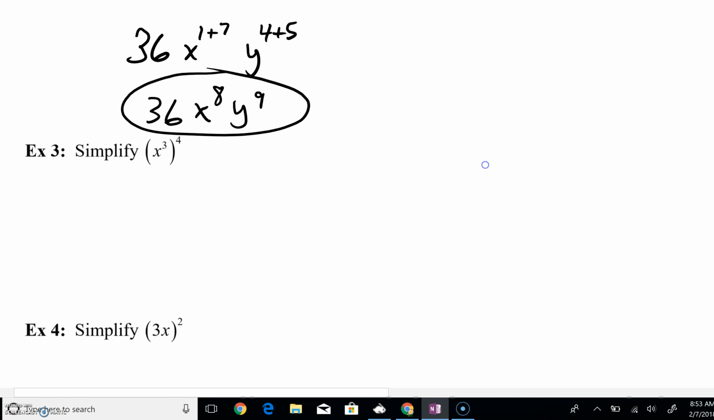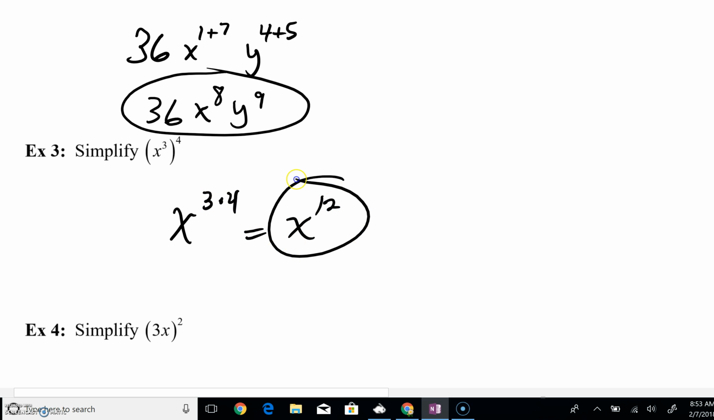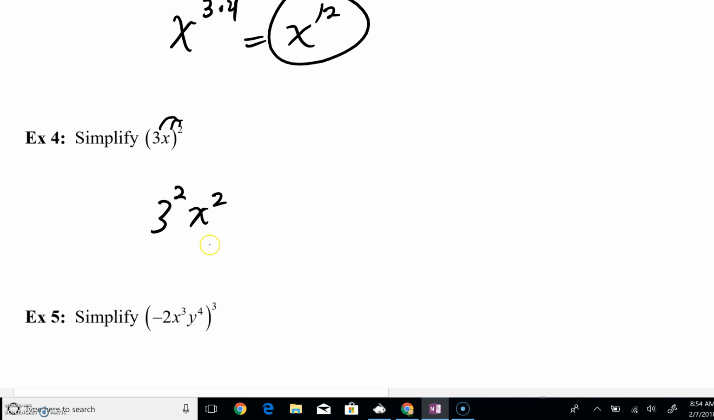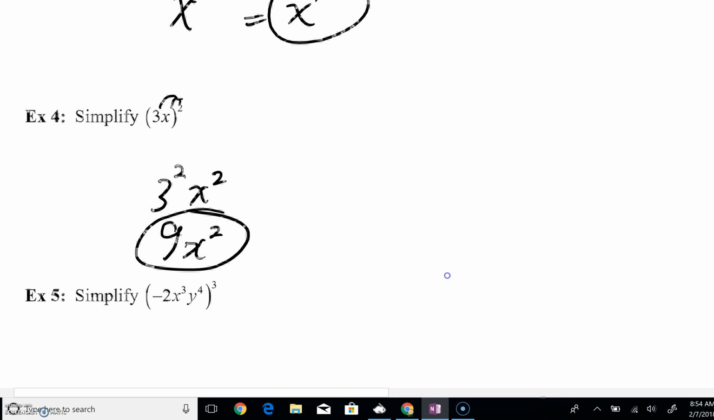Okay, next one. We just said a second ago, powers to powers are more powerful. When you have a power to a power, what do you do? Multiply them. 3 times 4, guys, you're going to get a 12. Done. That's it. Last one for example 4. You've got 2 items that are being raised to the second power. So that's like 3 to the second and then x to the second. Well, we've got one more after this, pardon me. But what's 3 squared, guys? 9. It's 3 times 3, right?